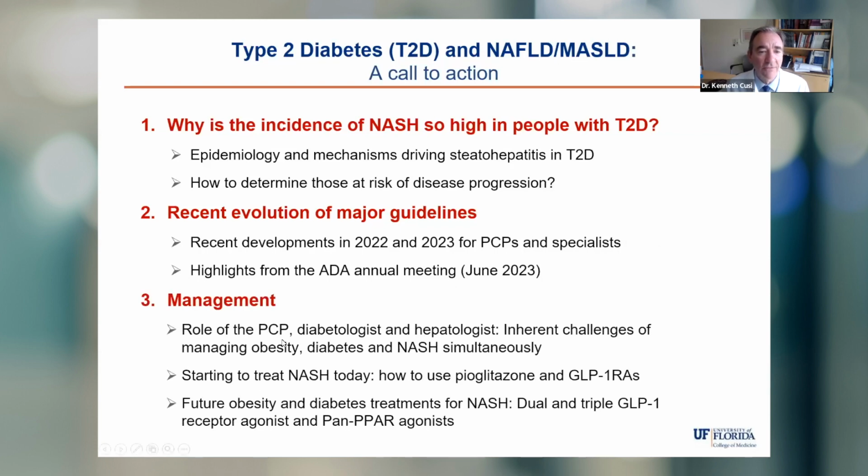And where I really want to focus is down here on management. How are hepatologists going to work with primary care doctors, diabetologists, and the diabetes teams to together do a more effective management of people with NASH or MASH? And then how to use, we are very familiar with using two drugs, GLP-1 receptor agonists and pioglitazone. I'll tell you the good and bad of both.